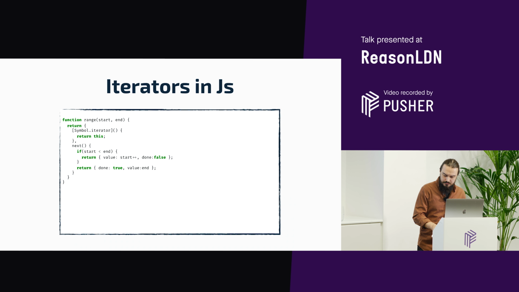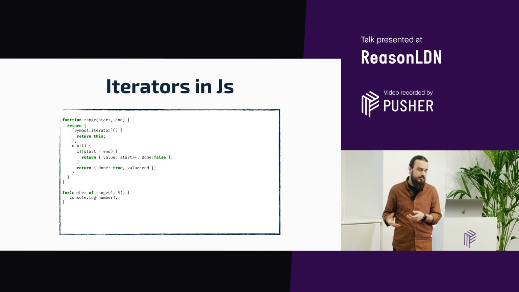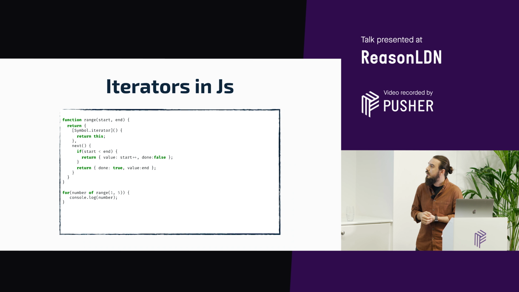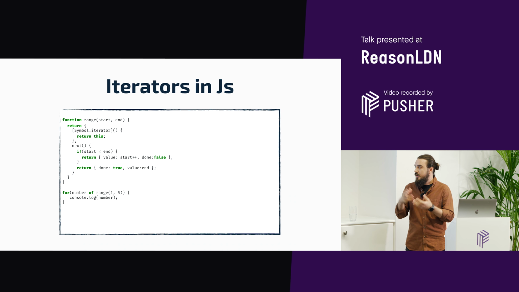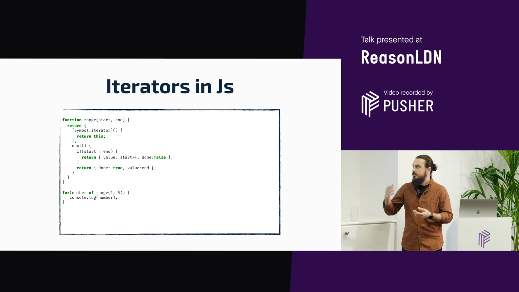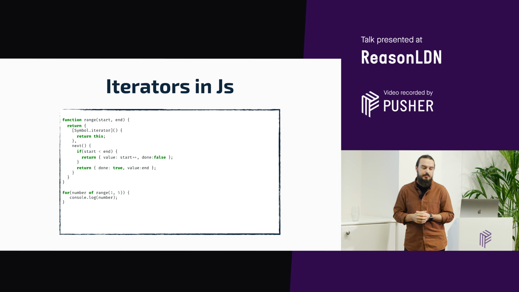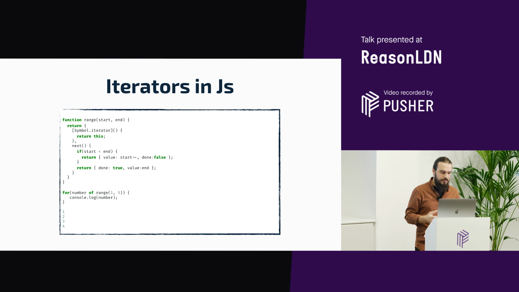And JavaScript has a built-in syntax for iterators, which is also very useful. So we can use that range iterator, create the iterator itself, and iterate on all the numbers produced by that. And of course, that's just going to give us 1, 2, 3, 4.